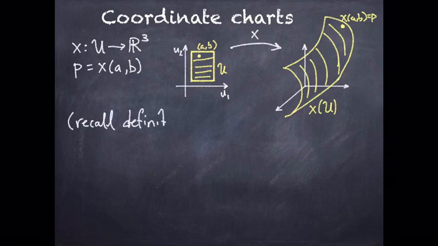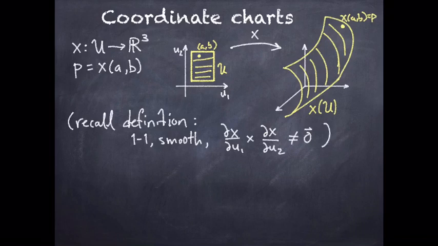Now recall the definition of a coordinate chart. The function needs to be one-to-one and smooth. Also, the partial with respect to u1 and the partial with respect to u2, evaluate those at P, you get a vector. Their cross product should not be 0. And this should be true at all points, but in particular the point we're focused on.